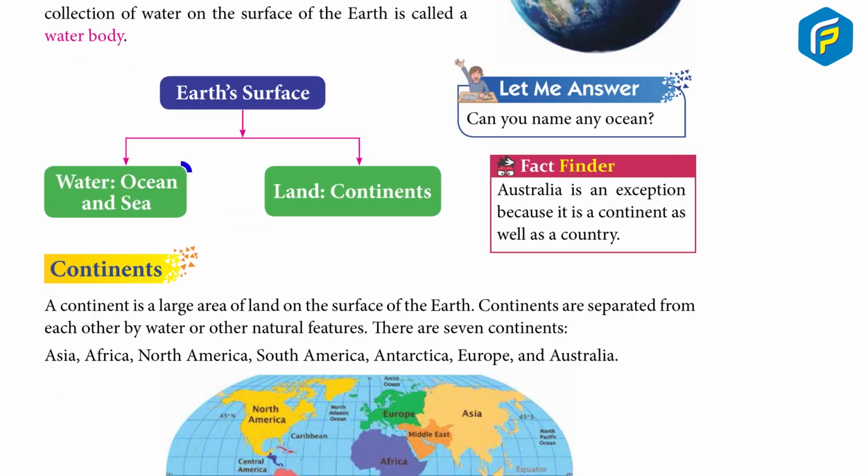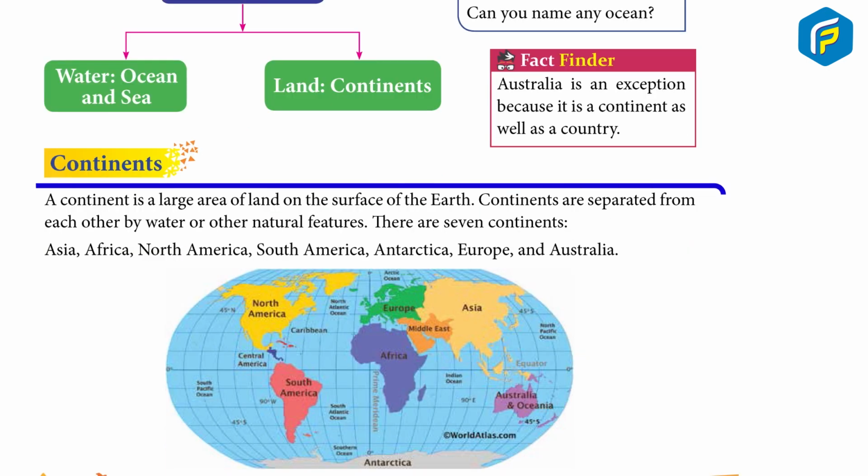Earth's surface: water, ocean and sea, land, continents. Let me answer. Can you name any ocean? Fact finder: Australia is an exception because it is a continent as well as a country.